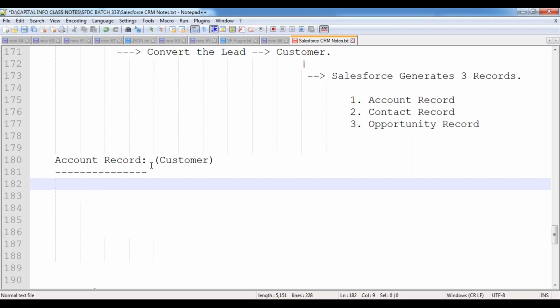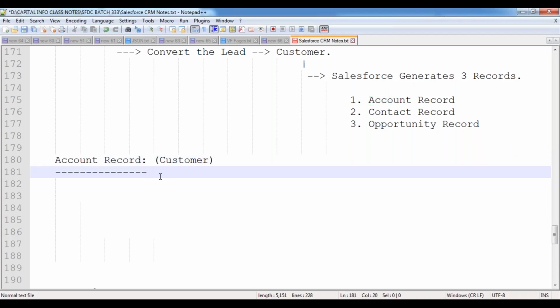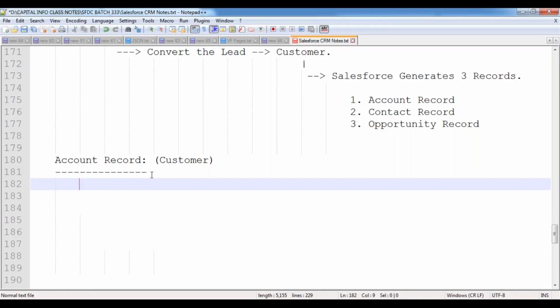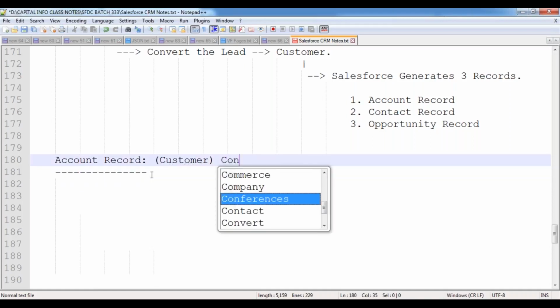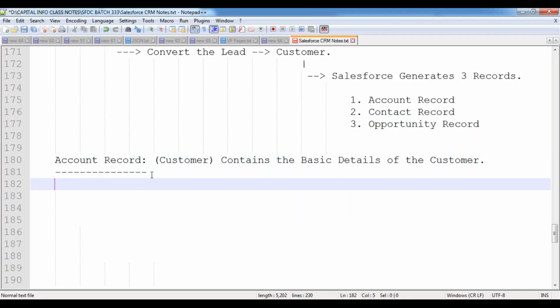In the real world we call it a customer, but in the CRM we call it an account. Account means customer. This is just a terminology difference, nothing else. The concept is very simple, not new, a regular concept only, but as part of the domain we have to use this terminology instead of our real world words. So the account record contains the basic details of the customer.